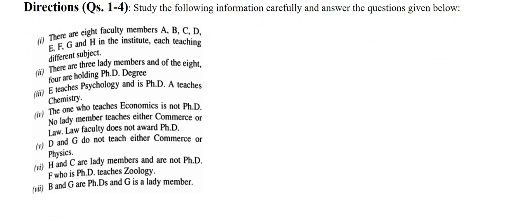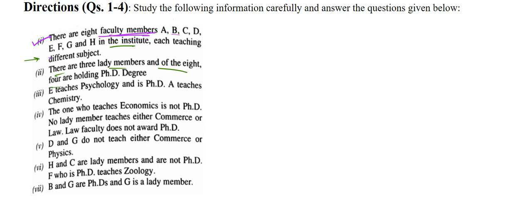First point here is there are 8 faculty members A, B, C, D, E, F, G, H in the institute, each teaching a different subject. So here we are talking about 8 faculty members teaching in the same institute, but all of them are teaching different subjects. Now, there are 3 lady members and of the 8, 4 are holding a PhD degree.